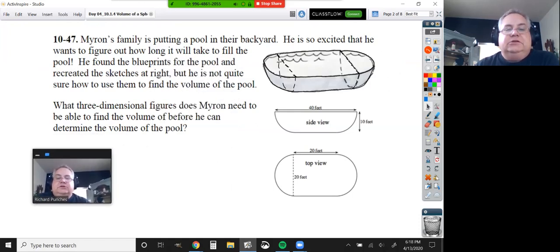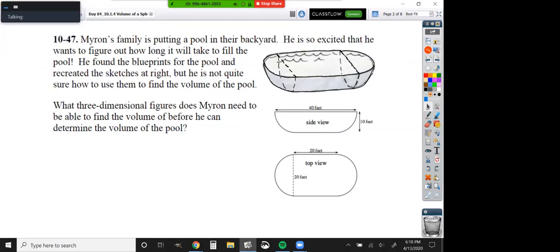So we're going to start off with this problem right here. And let me close down my video for a bit. Okay, so 1047. Myron's family is putting a pool in their backyard. He is so excited that he wants to figure out how long it will take to fill the pool. He found the blueprints for the pool and recreated the sketches at right, but he is not quite sure how to use them to find the volume of a pool.